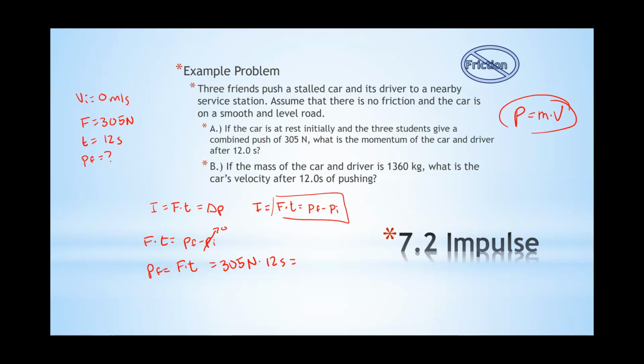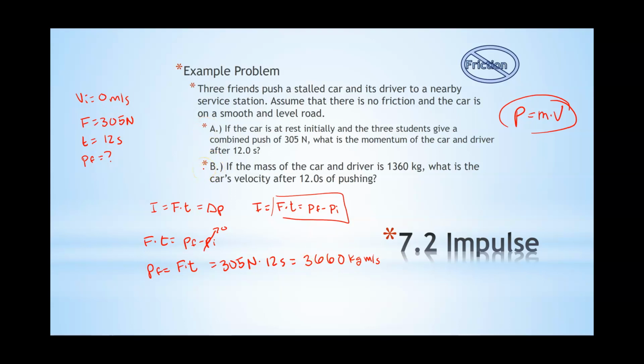And we get a final momentum of 3,660 kilograms meters per second, or newton seconds. Either is valid in terms of units. So this is part A. And we get 3 sig figs in both places. This is 3 sig figs, so we don't have to make any changes to this number.